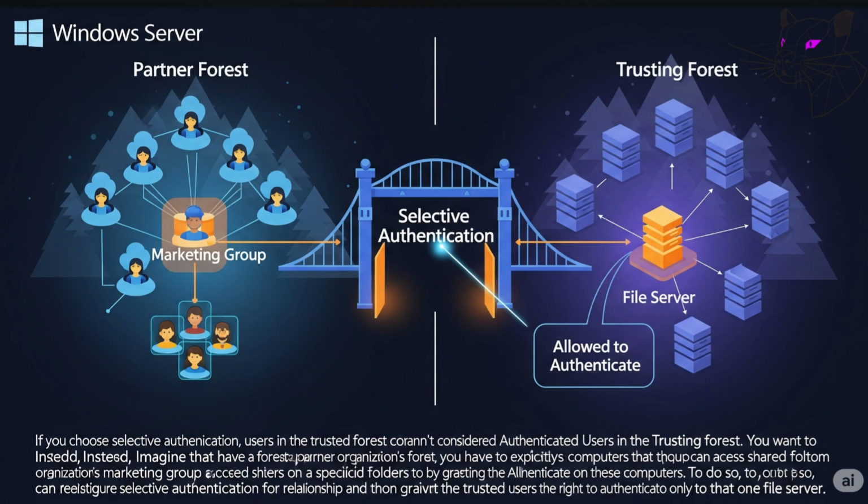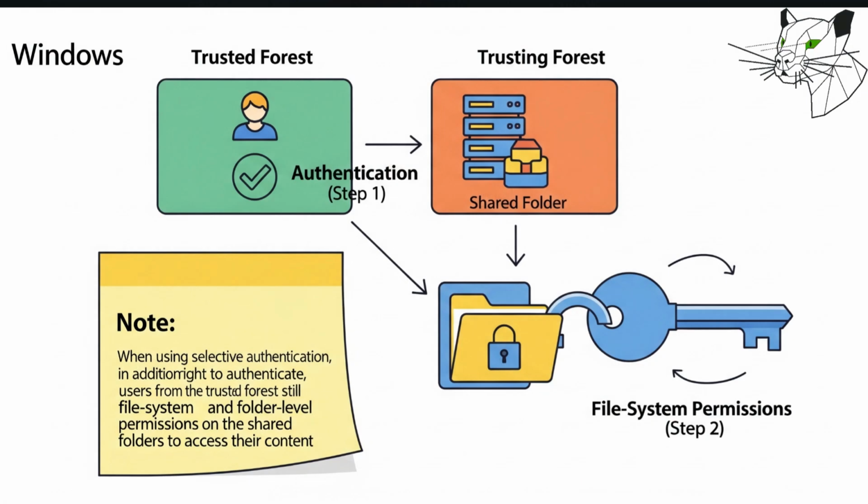For example, imagine that you have a forest trust with a partner organization's forest. You want to ensure that only users from the partner organization's marketing group can access shared folders on a specific file server. To do so, you can configure selective authentication for the trust relationship and then grant the trusted users the right to authenticate only to that one file server. Note, when using selective authentication, in addition to the right to authenticate, users from the trusted forest still need file system and folder level permissions on the shared folders to access their content.